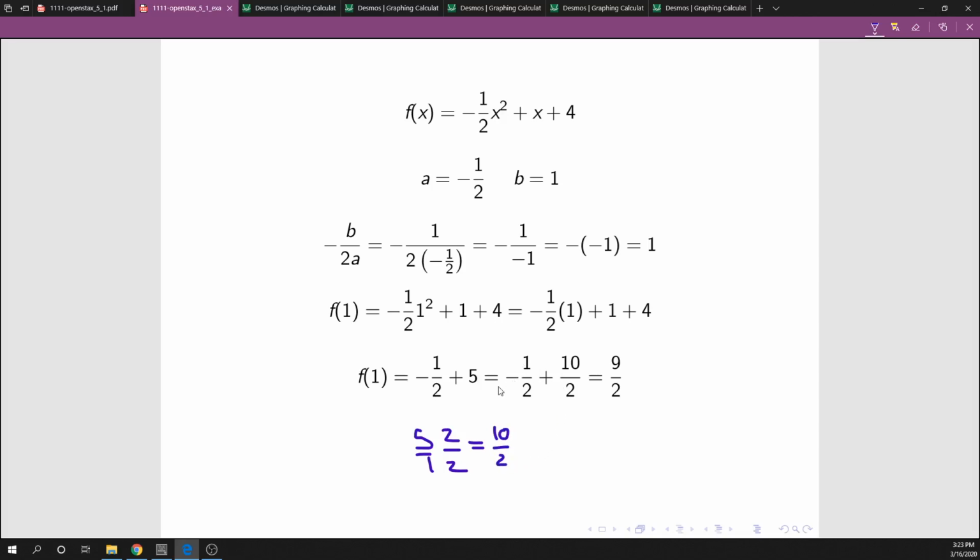Okay, and then here I have negative 1/2 plus 10 halves. That's going to give me 9 halves, right? And so the vertex is going to be 1 comma 9 halves.